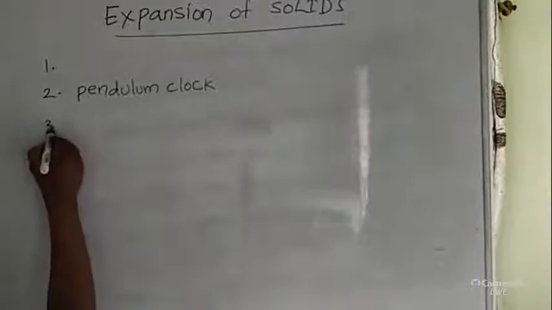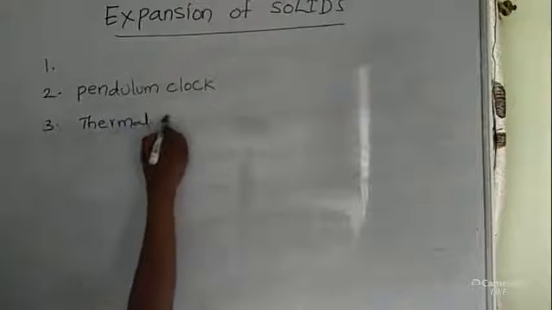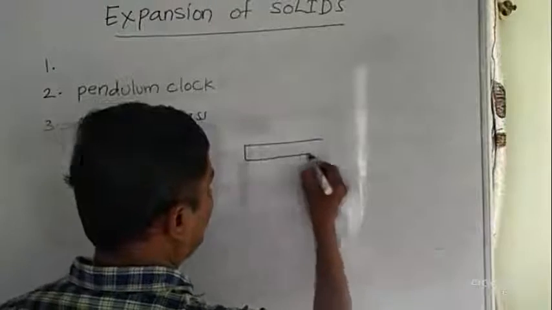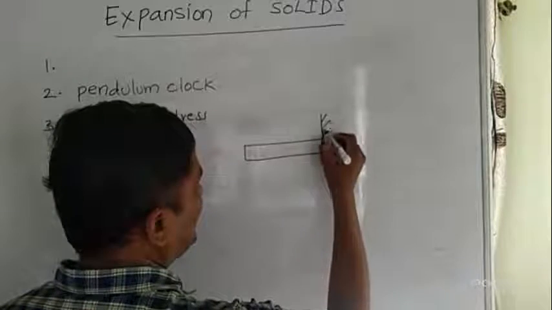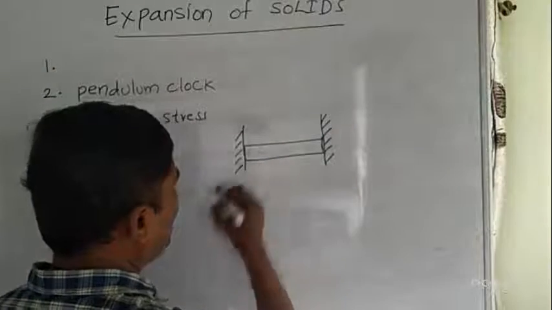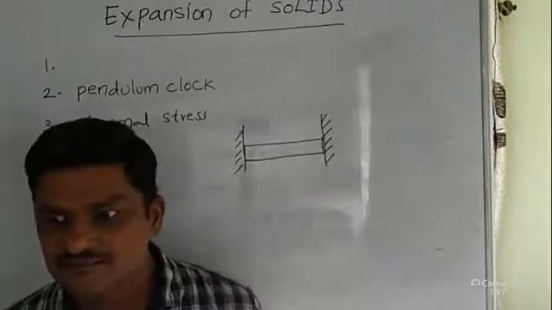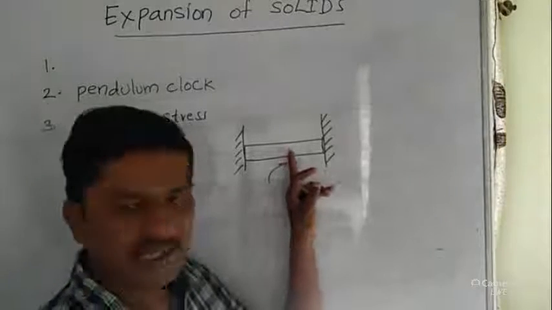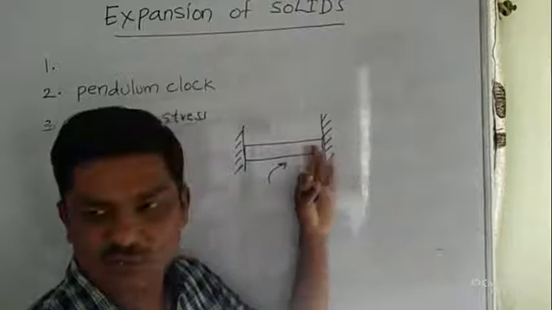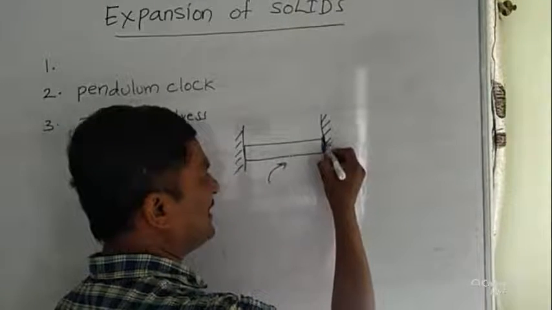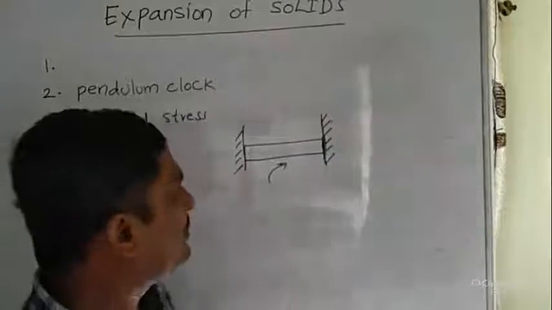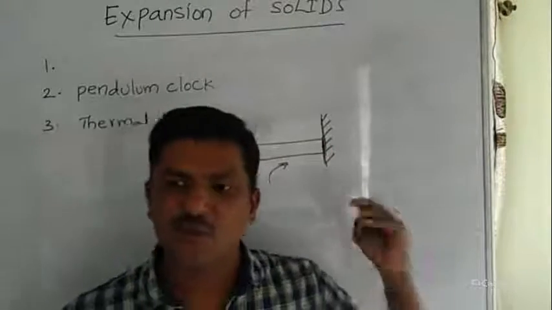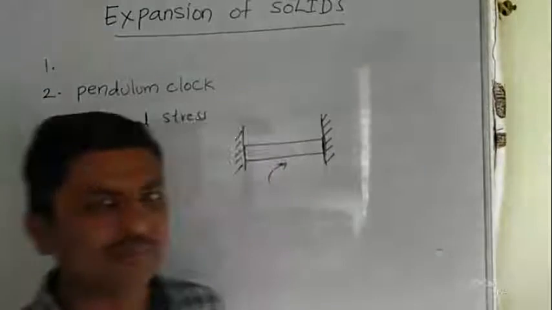Next application, thermal stress. For example, consider a metal rod that is rigidly fixed between two walls, and if it is heated, if heat energy is supplied to it and it expands, so obviously there is no room for thermal expansion easily. So it applies some force on the walls. Force per unit area is called stress.